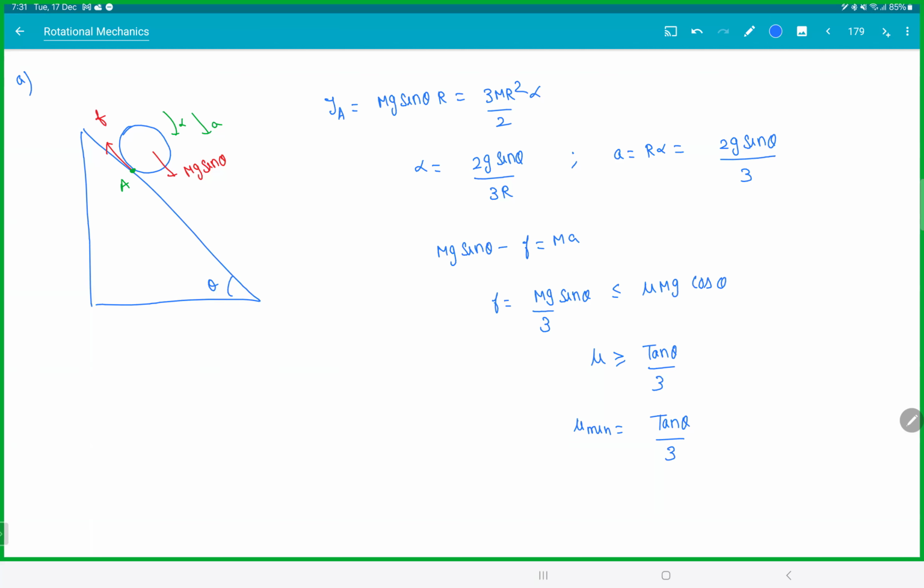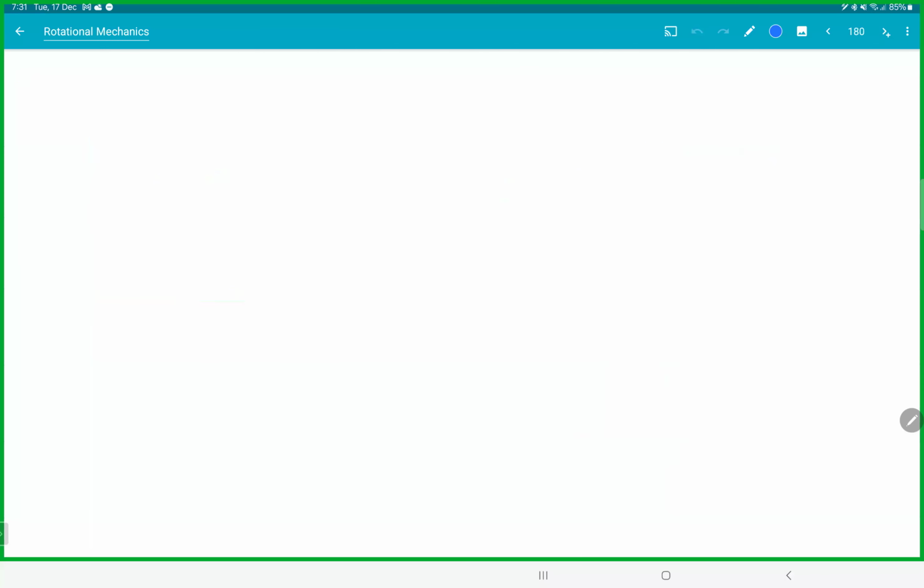Let's see. Mg sine theta. How did you even get that? Did you just do F into displacement? You can't do that. Is the point actually moving? If you look at the thing here, now it is slipping, isn't it? This point is skidding. We can't find the displacement directly of that point.